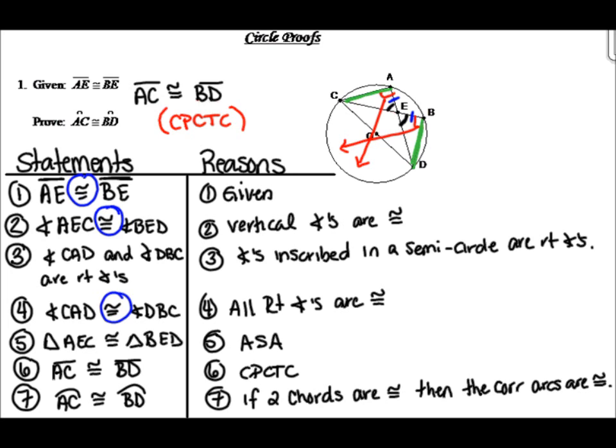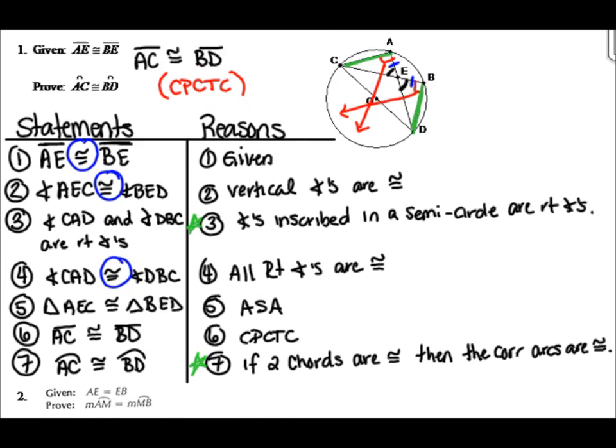So what we've done is we've used two brand new reasons in our proof. And those two reasons were in step 3 and step 7. So maybe you want to make a list of reasons you can use in circle proofs. And some of the new reasons that you might not be familiar with are going to be step 3 and step 7. And you can list those and maybe reference back to those when you're trying to do circle proofs on your own. Let's go on to question number 2.